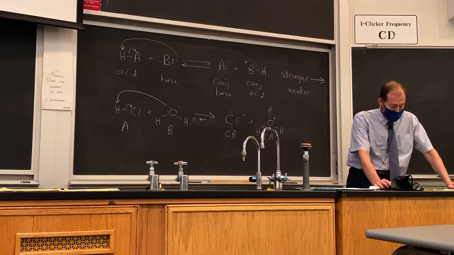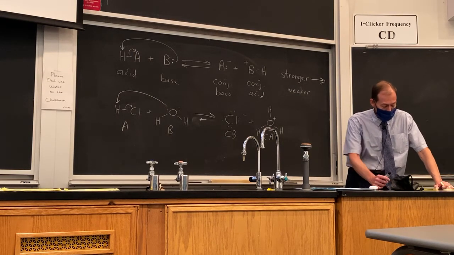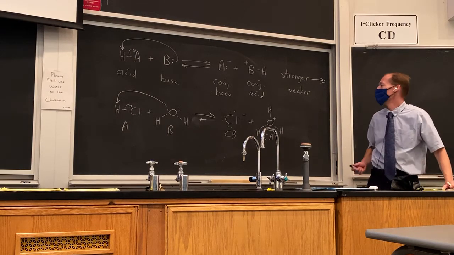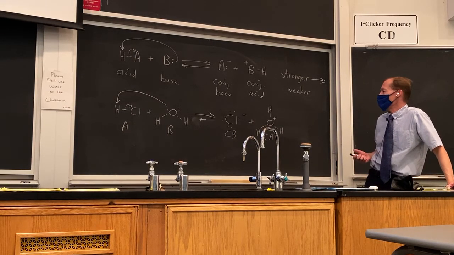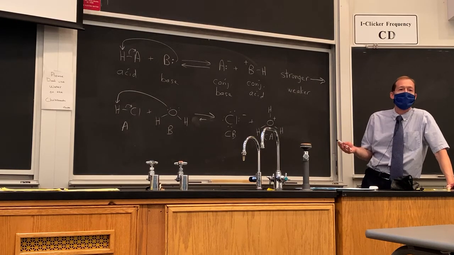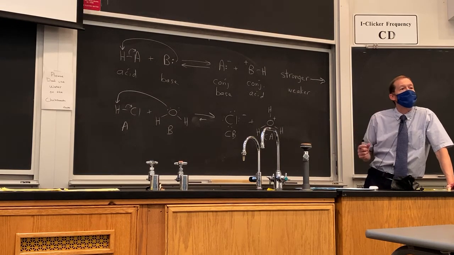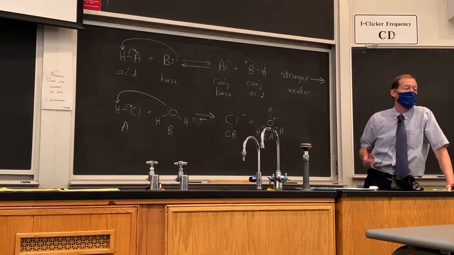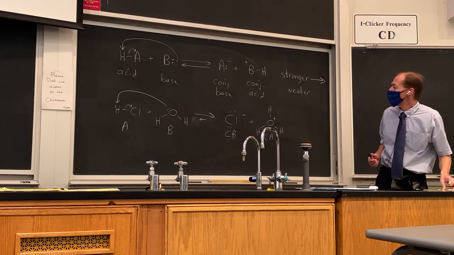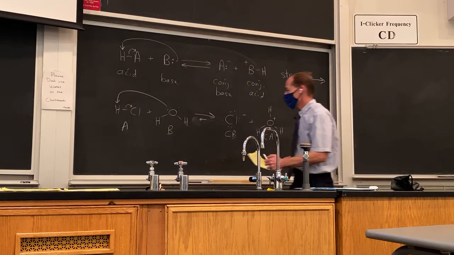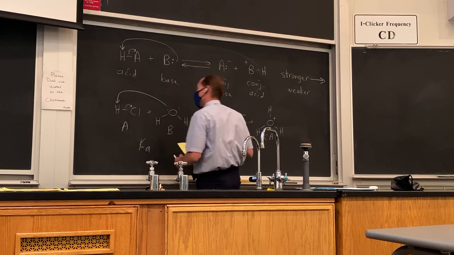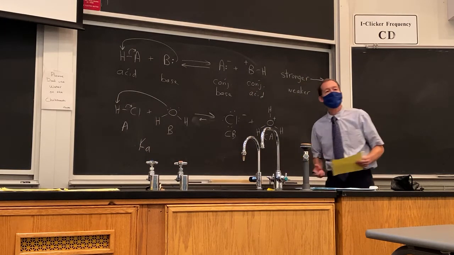So in order to determine that an acid-base reaction is favorable or not, we need to have a way of measuring the strength of an acid. Okay? So one way we could do that, we could look at Ka. Okay, what is Ka?